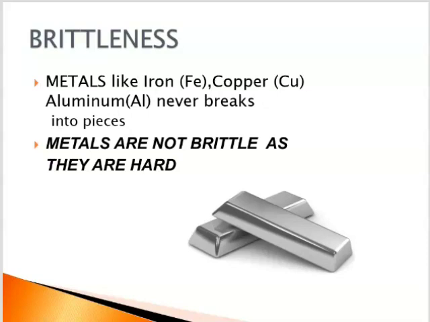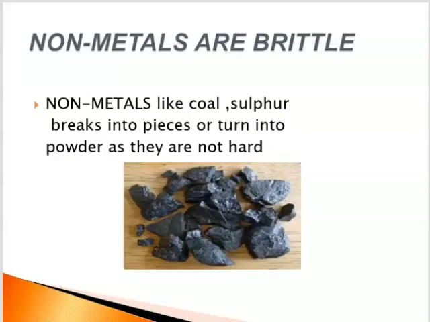Brittleness. A substance is said to be brittle when it breaks into pieces. Metals like iron, copper, aluminium will never break into pieces. Metals are not brittle as they are very hard. Coal, sulfur can easily be broken into pieces, so these non-metals are brittle.